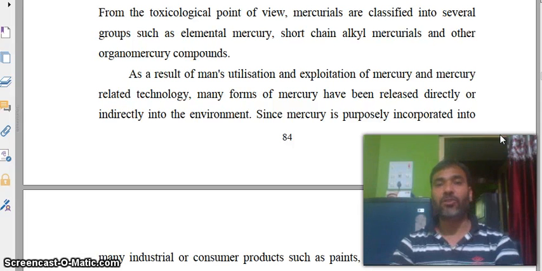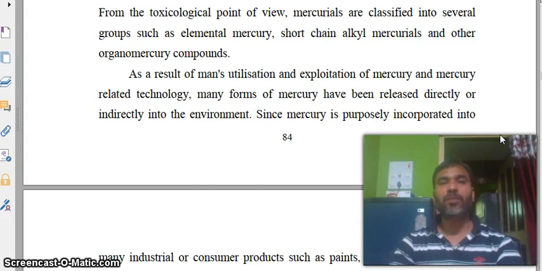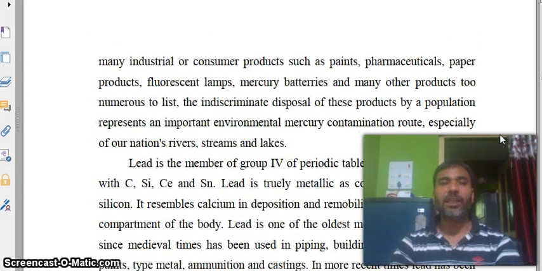As a result of man's utilization and exploitation of mercury and mercury related technology, many forms of mercury have been released directly or indirectly into the environment. Mercury is purposely incorporated into many industrial and consumer products such as paints, pharmaceuticals, paper products, fluorescent lamps, mercury batteries and many other products too numerous to list. The indiscriminate disposal of these products by populations represents an important environmental mercury contamination route, especially of our nation's rivers, streams and lakes.